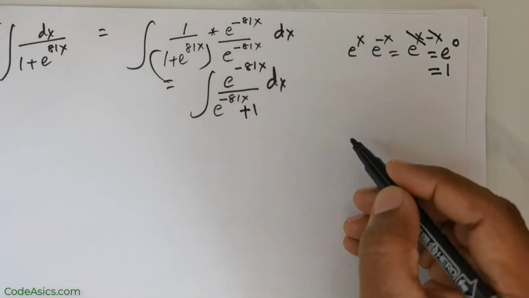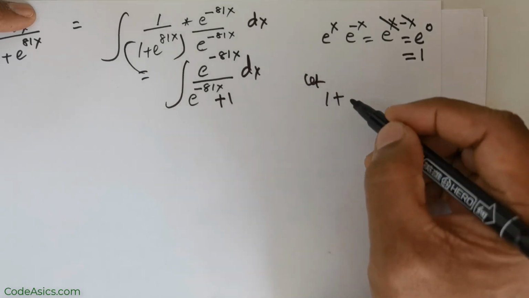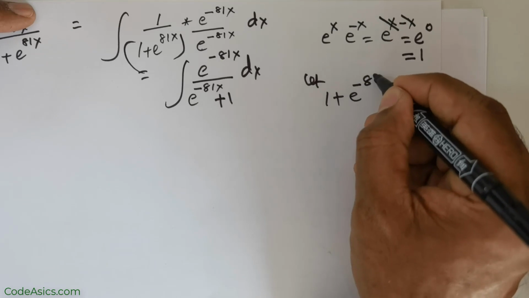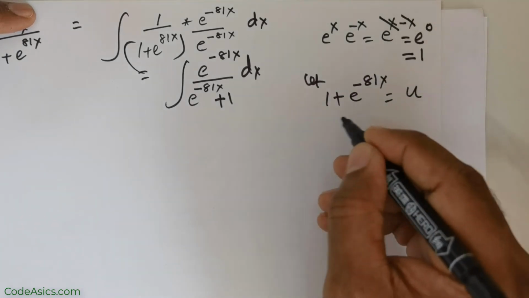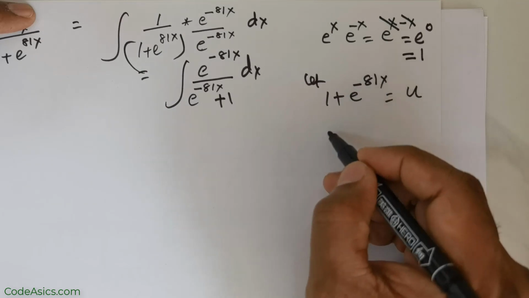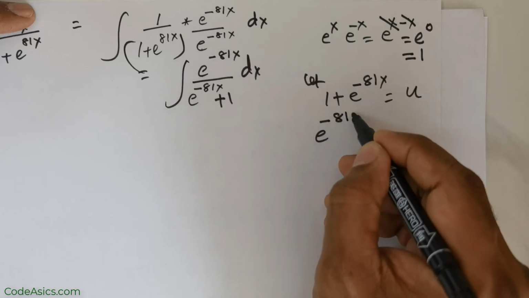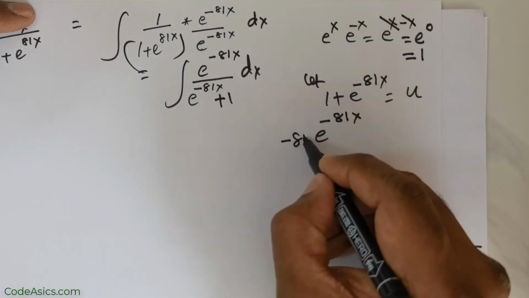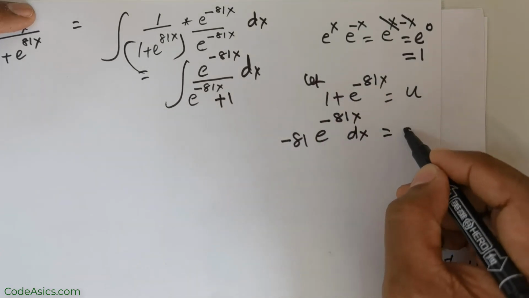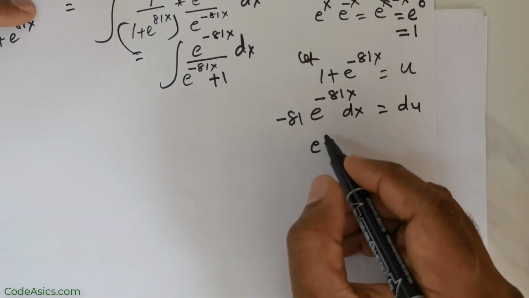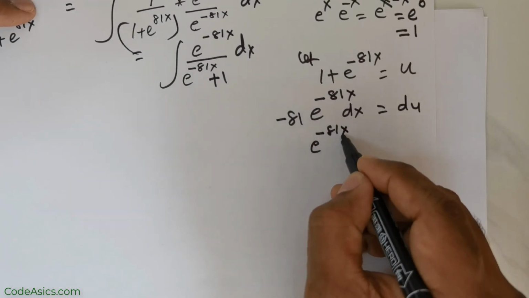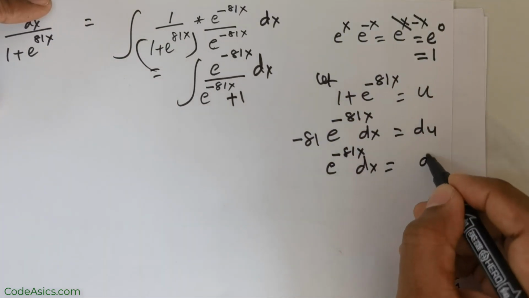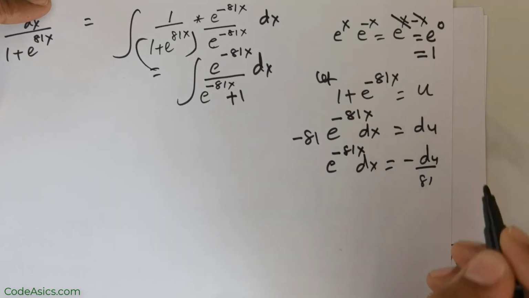Fair enough. Now I would like to make the substitution as follows. Let me take 1 + e raised to the power of negative 81x to be equal to some u. I am differentiating 1, I get 0. If I were to differentiate this, I would get e raised to the power of negative 81x multiplied with the coefficient of x, which is negative 81, times the differential operator, equal to du. Now this can be further rewritten as e raised to the power of negative 81x times dx. I don't have a negative 81 in the numerator, so push it down. So this is going to be du over 81 with a negative sign.